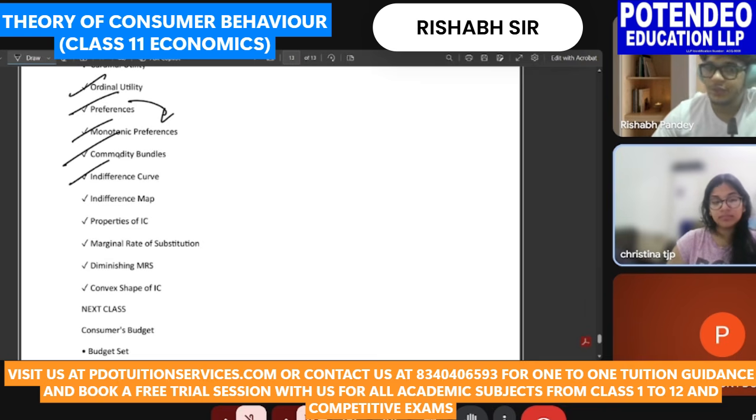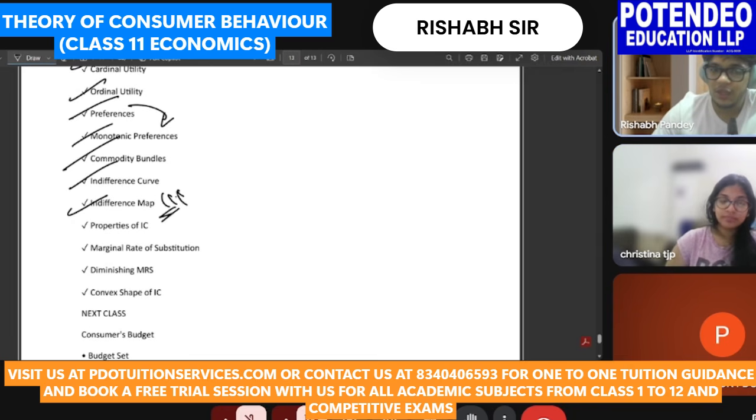Good. You know, indifference curve, indifference map. So more curves like this is an indifference map. This is an indifference curve, right? Properties of IC. We talked about 3 properties. Any doubts? One, it doesn't intersect. Second, the higher you go, like 1, 2, 3, the more satisfaction. What's the third property? The third is that it is convex.